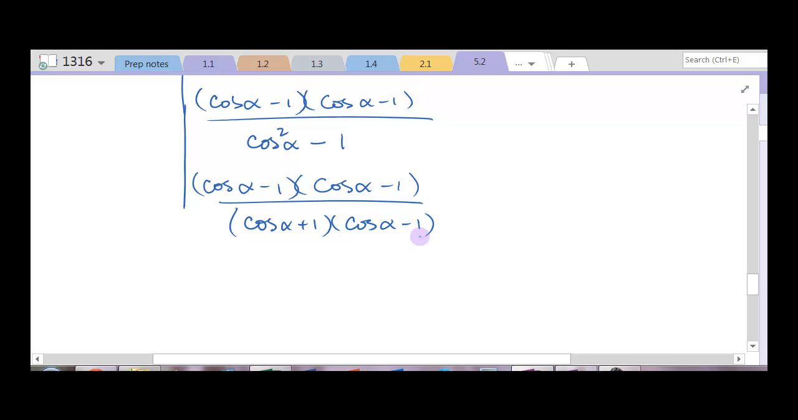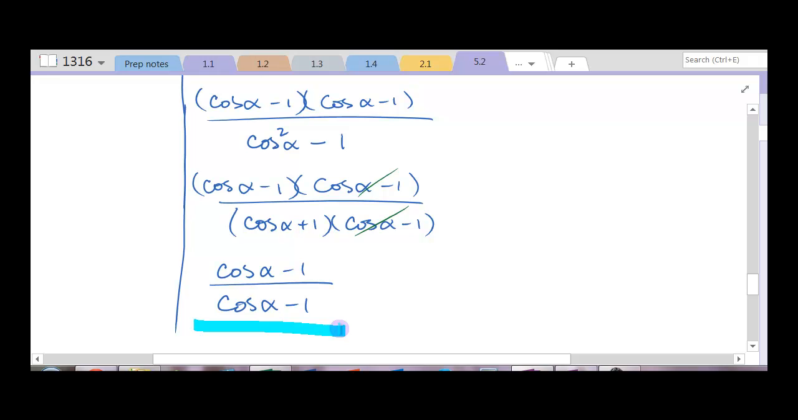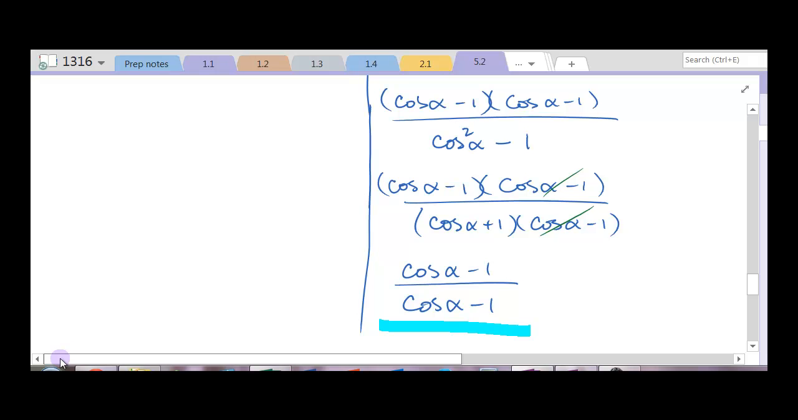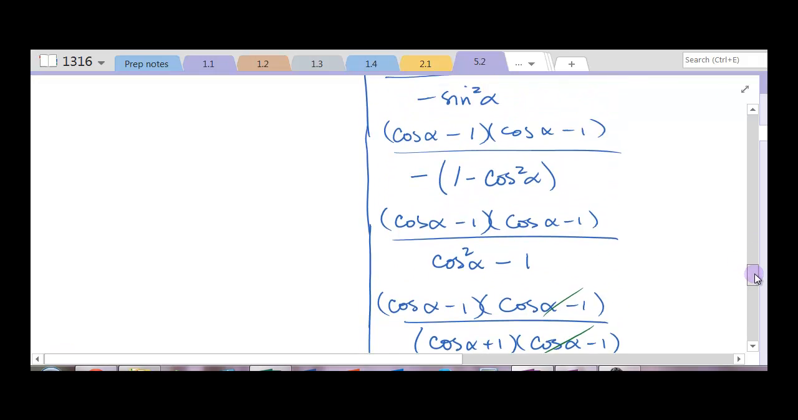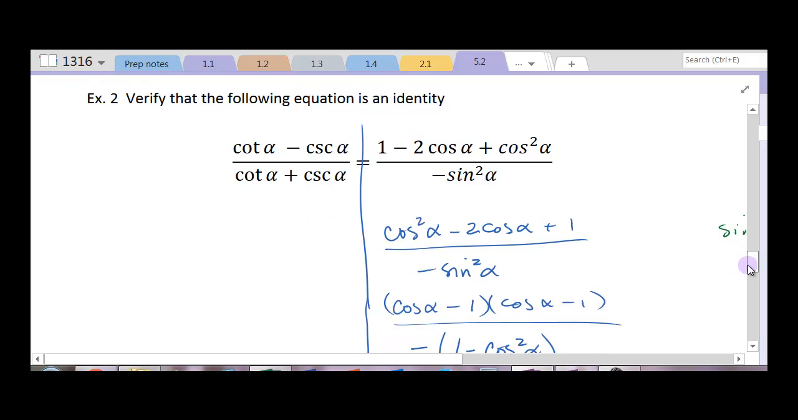Since I have it broken down like this, I look at it and I want to cancel my like terms. So you can see that I have cosine alpha minus 1 in both the numerator and the denominator. So this leaves me with cosine alpha minus 1 in the numerator and cosine alpha plus 1 in the denominator. And I think that that's probably as far as I can go. So this is what I want to try to turn the left hand side into. So I'm going to see if I can take the left hand side and turn it into this right here. So we're going to go back up and start thinking, how am I going to get the left hand side to be cosine minus 1 over cosine plus 1?